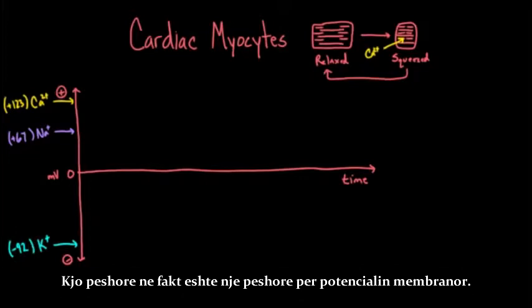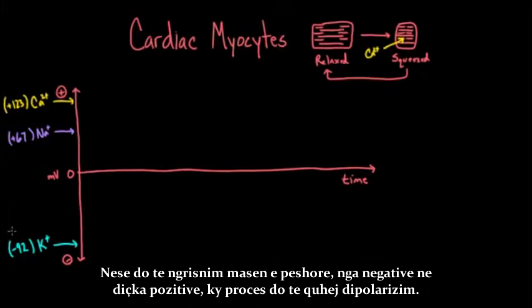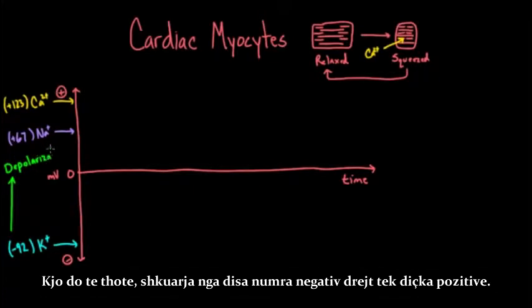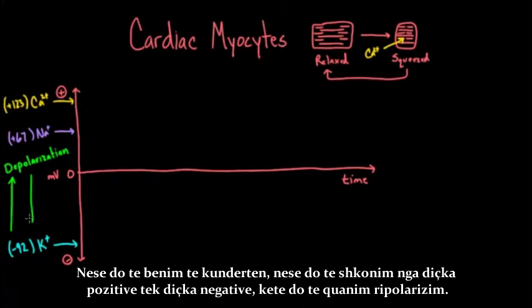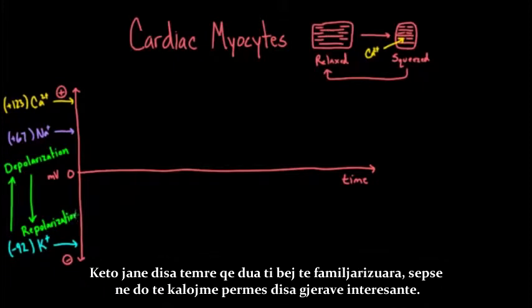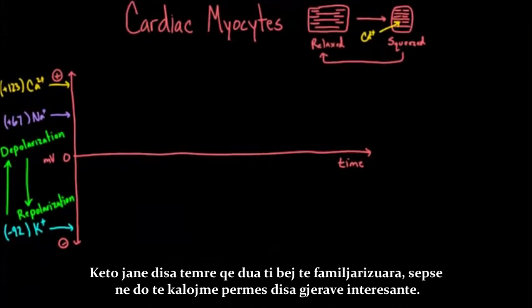And if we move up the scale, if we go from negative to something positive, this process would be called depolarization. That just means going from some negative number up towards something positive. And if you're to do the reverse, if you're going to go from something positive to something negative, you'd call that repolarization. So these are just a couple of terms I wanted to make sure that we're familiar with, because we're going to be able to then get at some of the interesting things that happen.